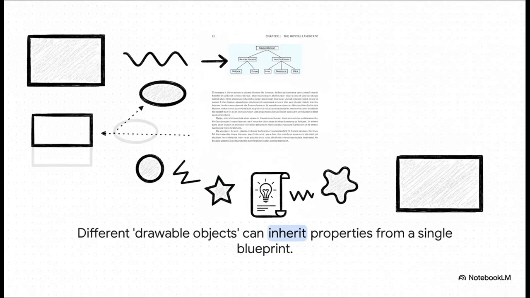And you can see that idea right here. You could have a general drawable object class that knows some basic stuff, like having a position on the screen. Then more specific classes, like a rectangle or an oval, can inherit that position property. They get it for free. They just need to add their own unique instructions for how to actually draw themselves. It's a super efficient way to build things up and reuse your work.